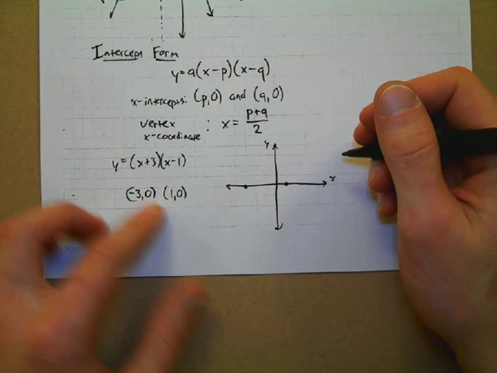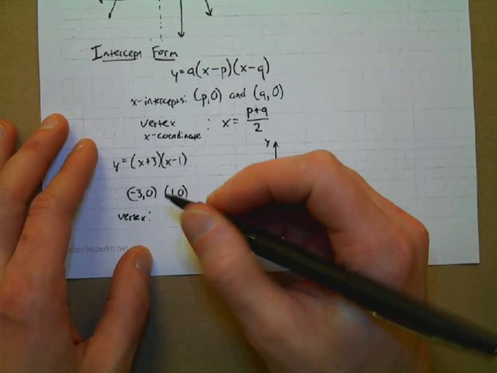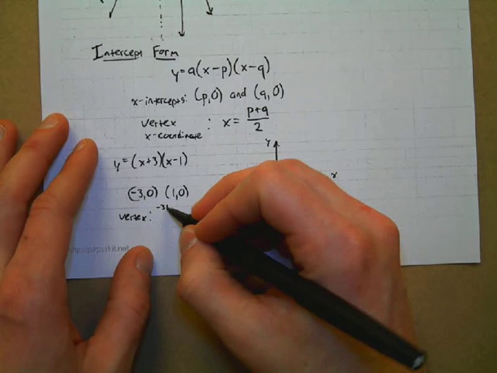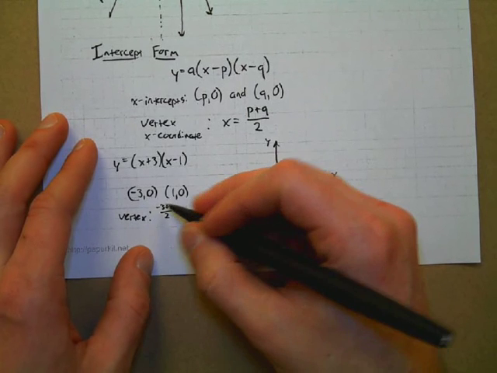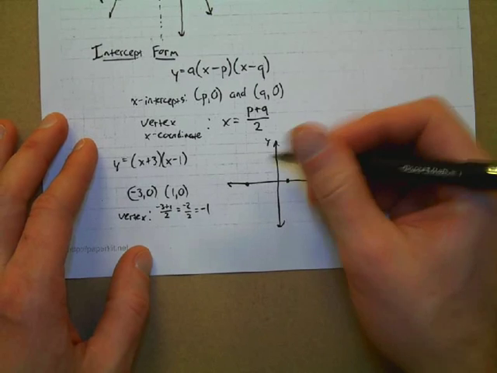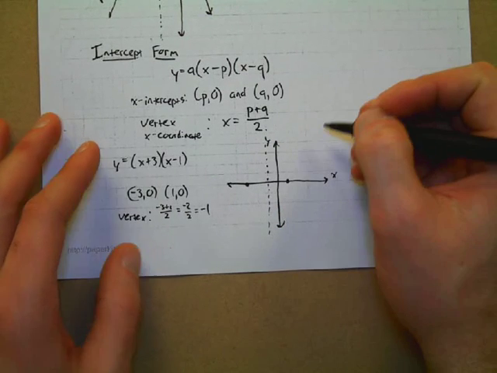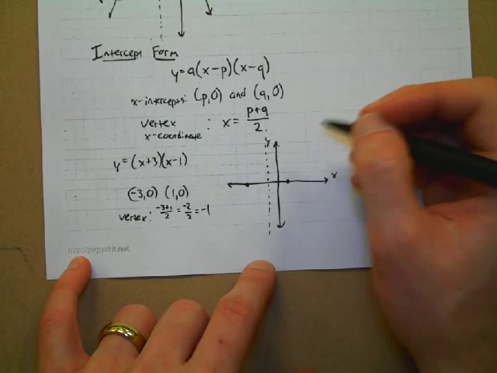We can find the y-coordinate by plugging negative 1 in for the two x's there. So y equals negative 1 plus 3 and negative 1 minus 1. So we get 2 times negative 2, which then is negative 4. So we have the point negative 1, negative 4. And so we can just plot that now.